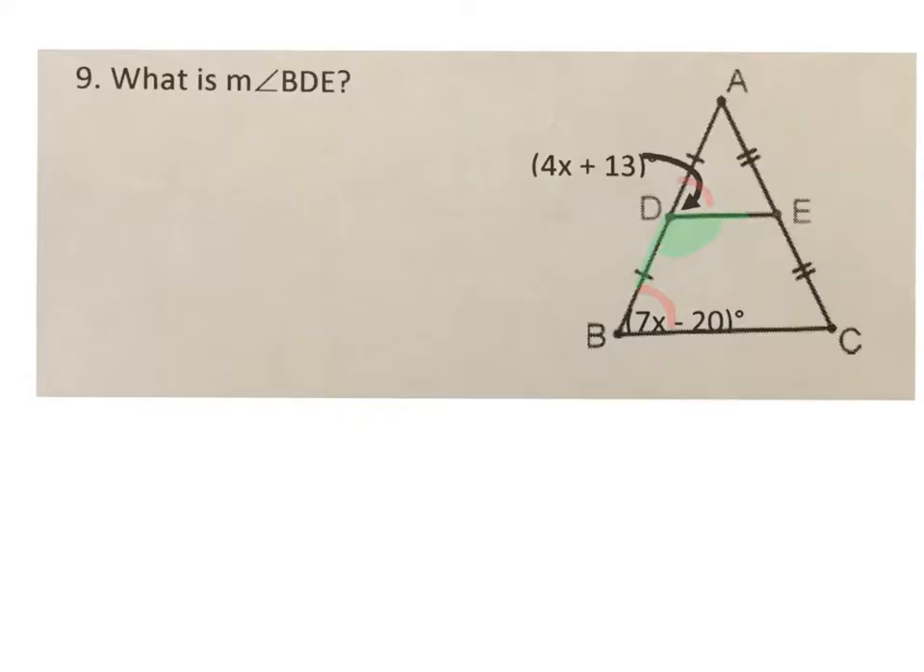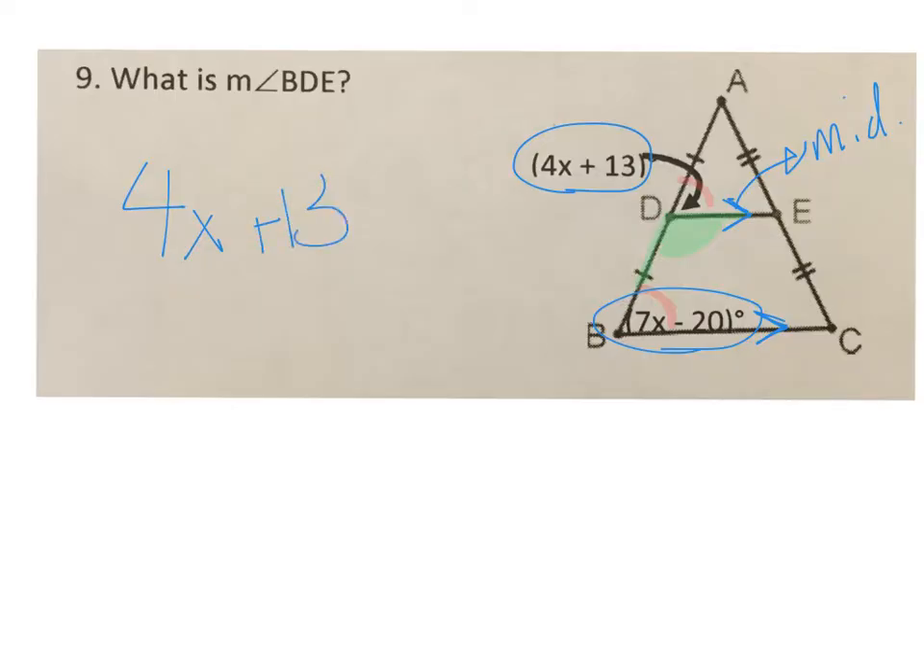How do I know that? Well, I know that this is a mid-segment right here, which means this is parallel to the base. So I have corresponding angles which are congruent, and I have consecutive interiors which add up to 180. In fact, this one and this one are my corresponding angles. So I'm going to make this equation where 4x plus 13 is equal in degree to 7x minus 20.